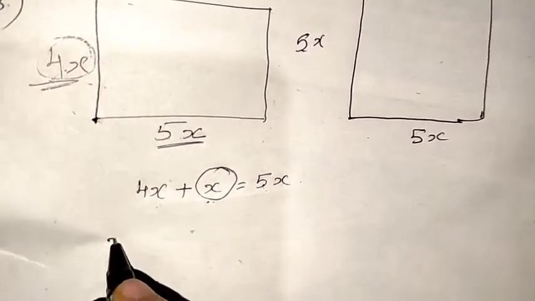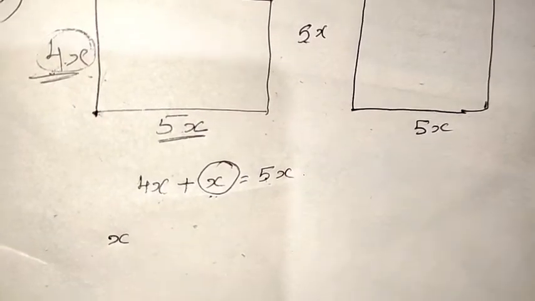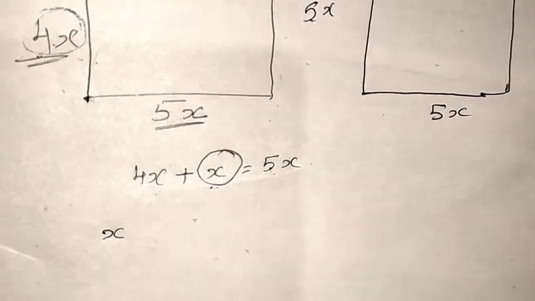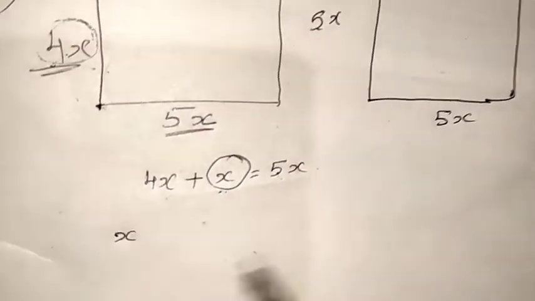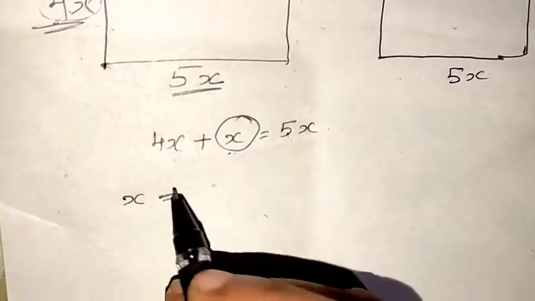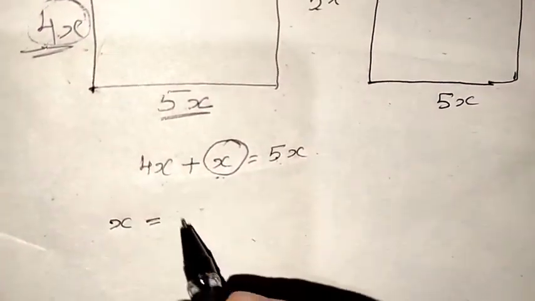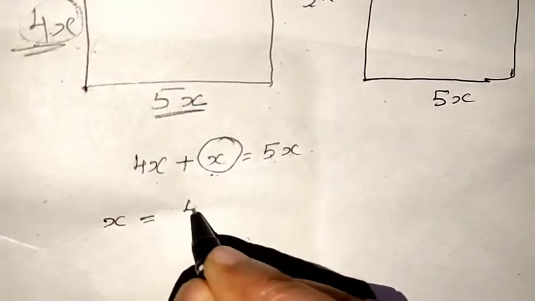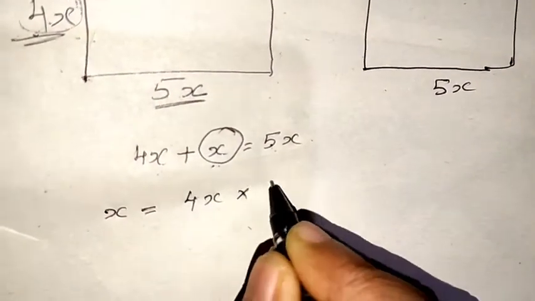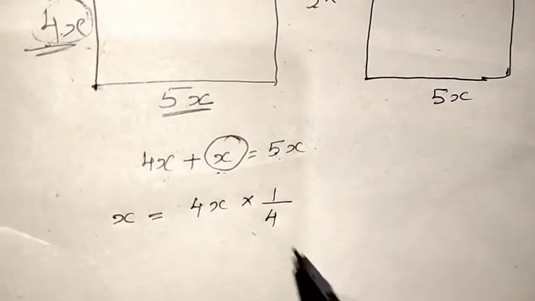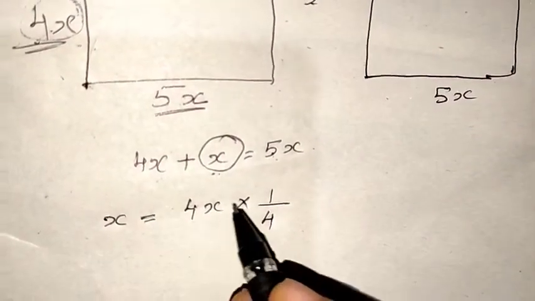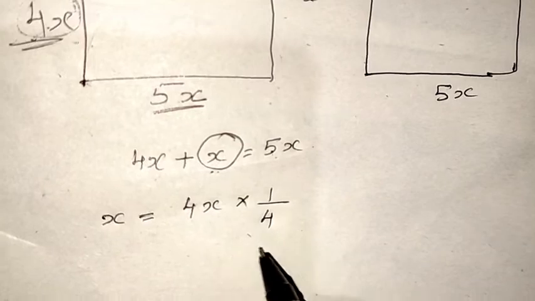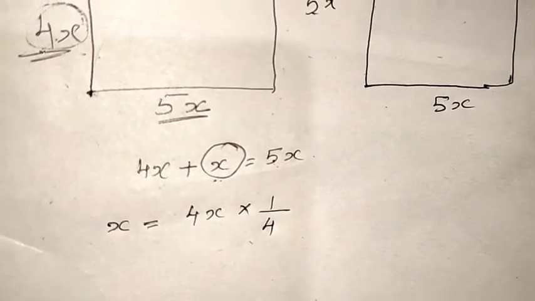Then what about this x? x is what fraction of 4x? Yes, x is actually 1/4 of 4x, right? 4x into 1/4 gives x. It is actually 1/4 of 4x, right?